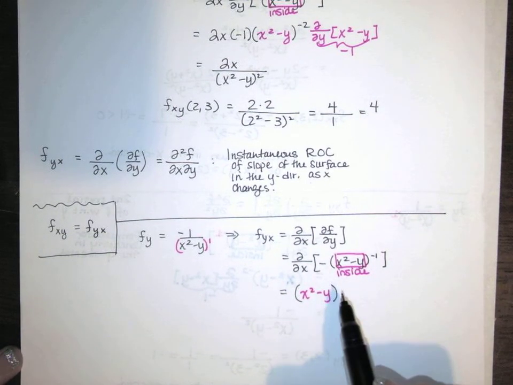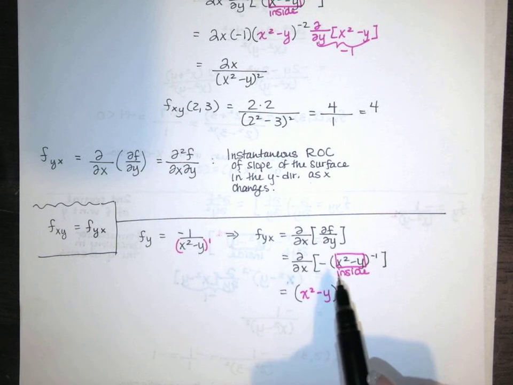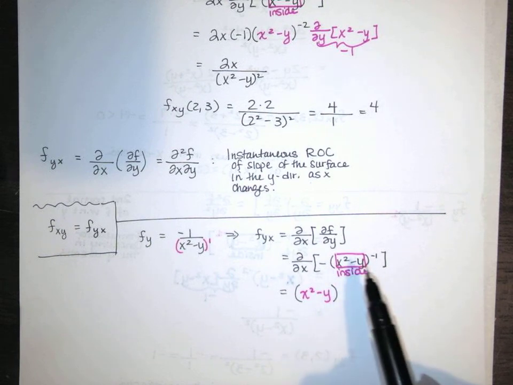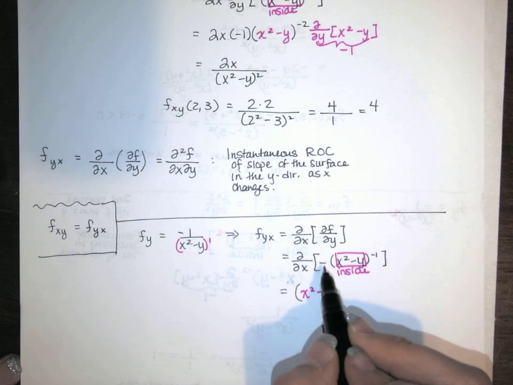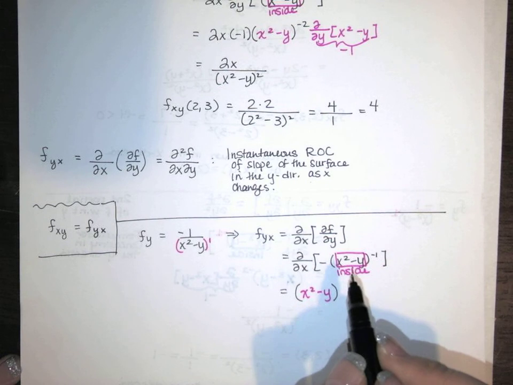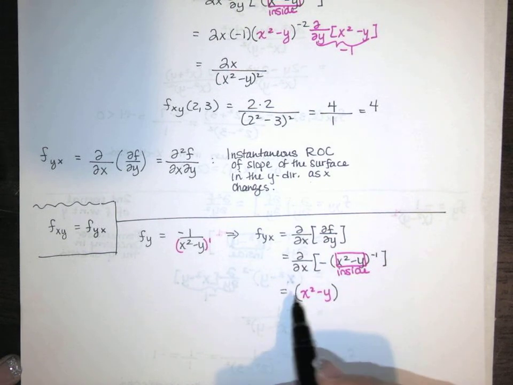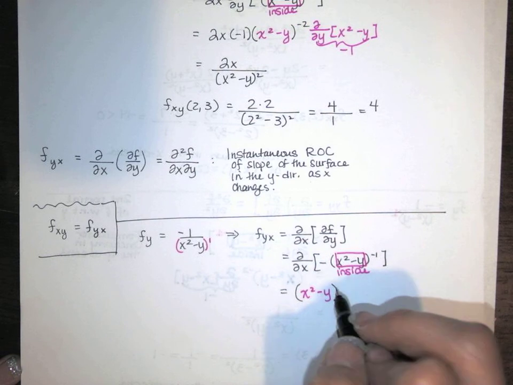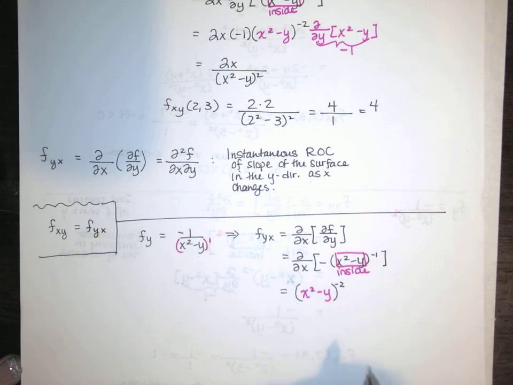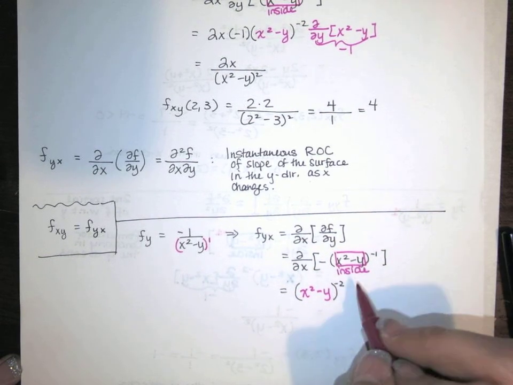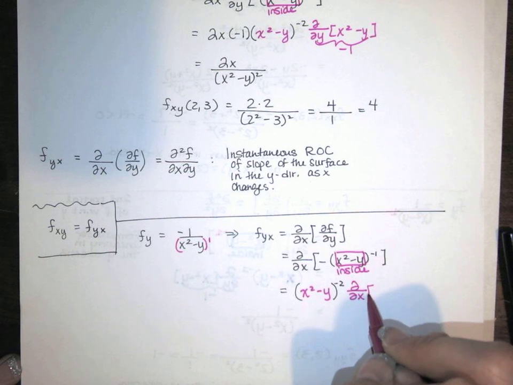Oh, excuse me, I should have talked about the exponent. The derivative of something to the negative 1 power is negative 1 times a function to the negative 1 power, which is negative 1 times negative 1, which is positive 1, times the function to the negative 2. Put the inside function back inside, and then multiply by the derivative of the inside by the chain rule.